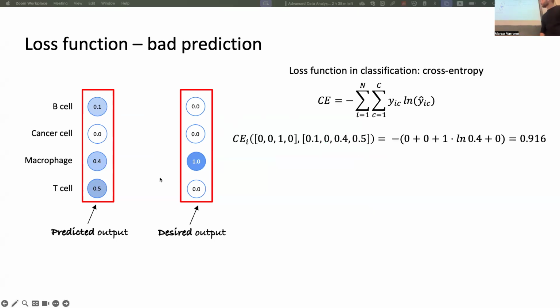And so this is an example. For example, the cross entropy loss between the vector 0, 0, 1, 0, which is the desired output, and 0.1, 0, 0.4, 0.5, which is the predicted one, as I mentioned before, is minus 0 plus 0 plus 1 times the logarithm of 0.4 plus 0, because every time you multiply something by 0 it is always 0. And you get a very high score. You get a very high loss, meaning that the neural network is performing badly.